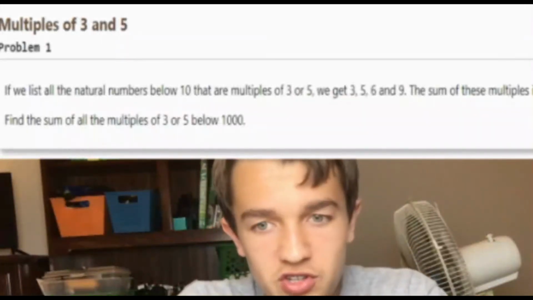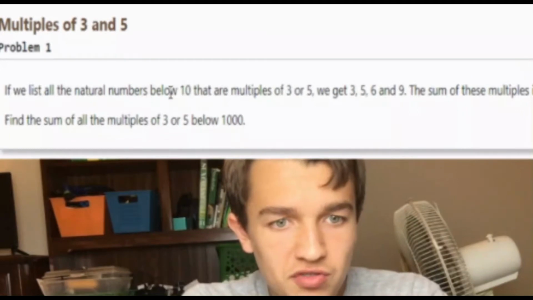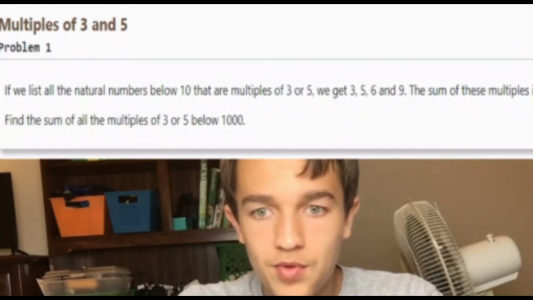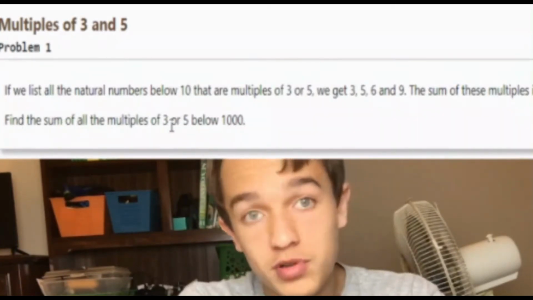Alright, so going back to the original problem here, here's what we got. If we list all the natural numbers below 10 that are multiples of 3 or 5, we get 3, 5, 6, and 9. The sum of these is 23. Now we want to find the sum of all the multiples of 3 or 5 below 1000.